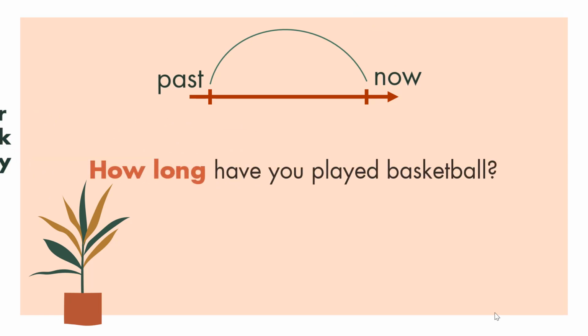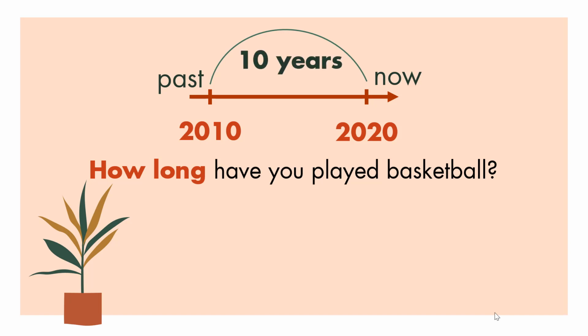Okay, so let's get down to a real example. How long have you played basketball? What we are going to do here is look at the point now and look at the past, where you started playing basketball. So imagine you started playing basketball back in 2010 and right now it's 2020. To answer this question, let's find out how long it is from 2010 to 2020. Of course, the period of time is 10 years.